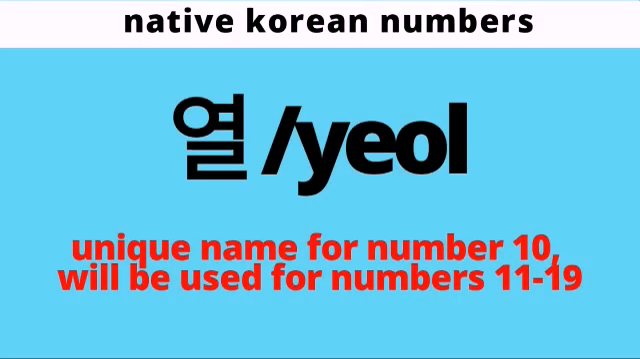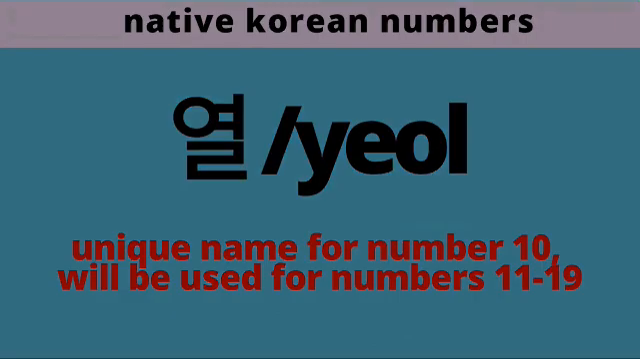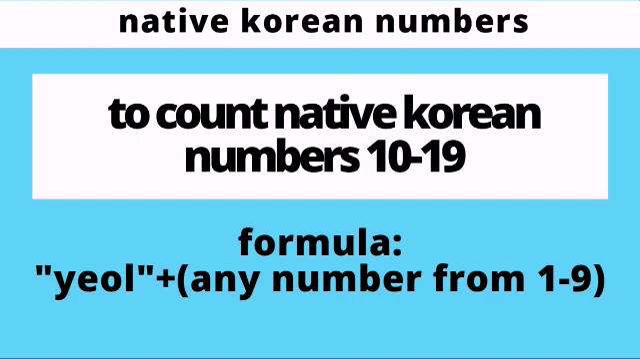To be able to count from numbers 11 to 19, we need to remember yol. Yol is actually the unique name for number 10. And we will also be using this to count from 11 to 19. So, it's going to be yol plus number 1 to 9. And the formula is yol plus any number from 1 to 9. So that's hana, dul, set, net, dasot, yosot, etc. So that would be yol hana, yol dul, yol set, yol net, yol dasot, yol yosot, yol ahop, etc.